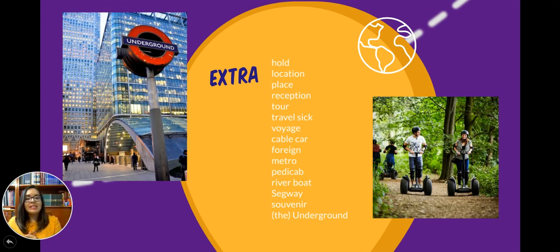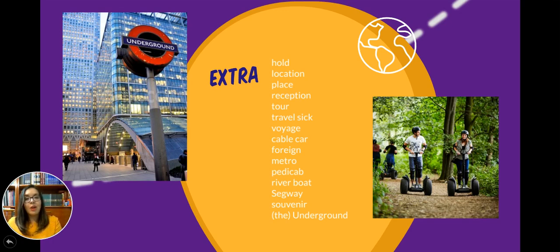The other one is souvenir. Souvenirs are the gifts or presents that you could buy in that new place and give to your family or your friends. Okay, for example, maybe an Eiffel Tower from France.